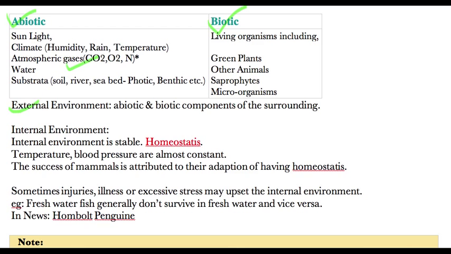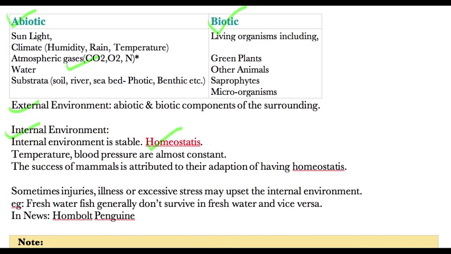The internal environment is the environment which is inside our body. That is mostly stable. Our body has a particular temperature, a particular pressure, so that is stable. This is called homeostasis. We will be dealing with what homeostasis is further on.